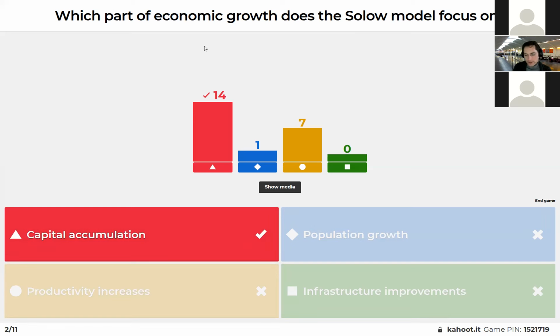I should also mention that later we're going to look at a growth model called the endogenous growth model that's going to focus on technology and innovation. Of course, you haven't seen that yet, but relative to that model, this model is certainly more focused on capital accumulation.